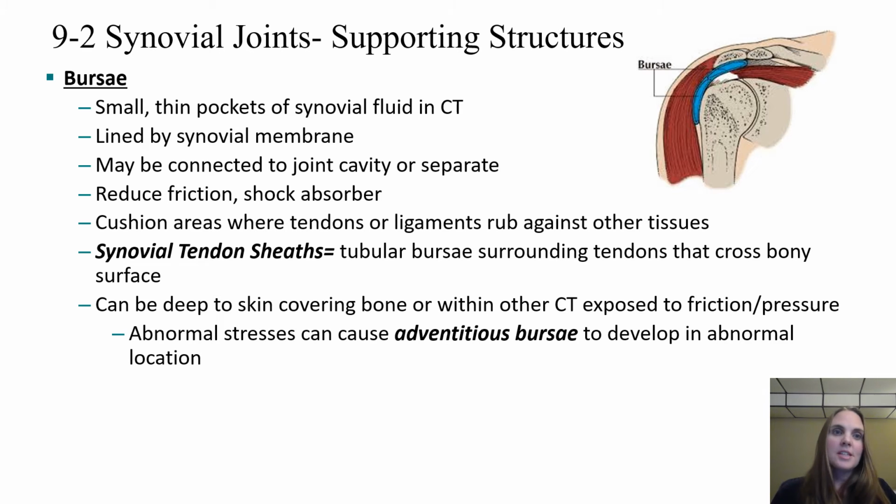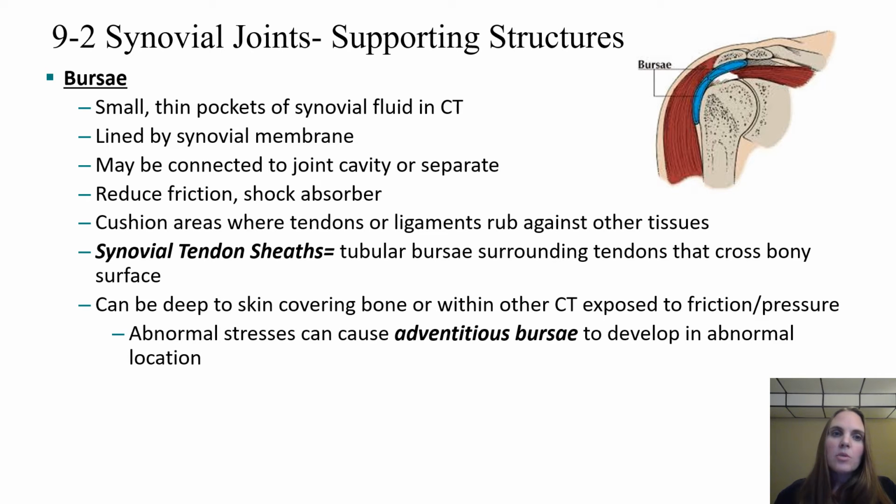Then we have our bursa. These are little thin pockets of synovial fluid within connective tissue. They're lined by a synovial membrane, which is producing that synovial fluid, and they may be connected to a joint cavity or they can be separate to a joint cavity. I think of them kind of like a little water balloon of synovial fluid. They help reduce friction and act as a shock absorber. They're going to cushion areas where tendons or ligaments rub against other tissues.